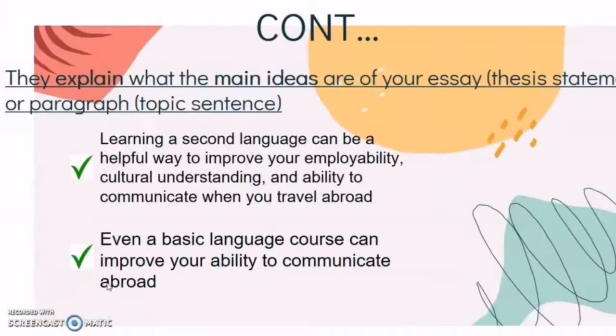Next, they explain what the main ideas of your essay or paragraphs are. So you can see in this slide: learning a second language can be a helpful way to improve your employability, cultural understanding, and ability to communicate when you travel abroad. This is a thesis statement. Even a basic language course can improve your ability to communicate abroad. This is a topic sentence.